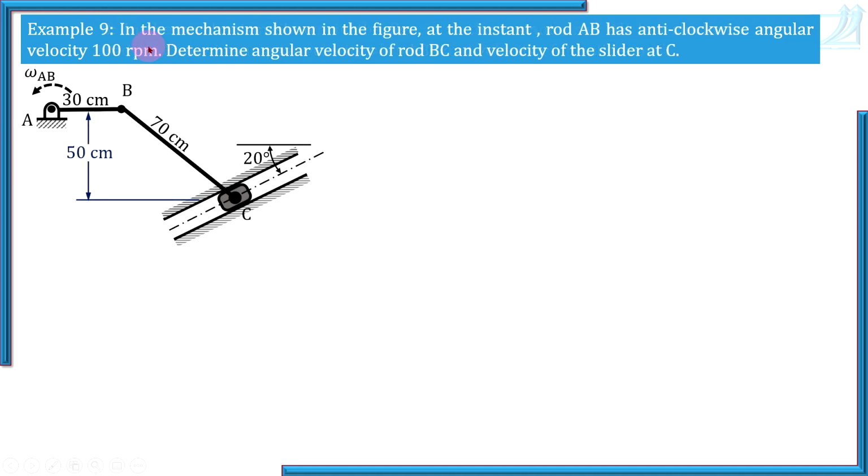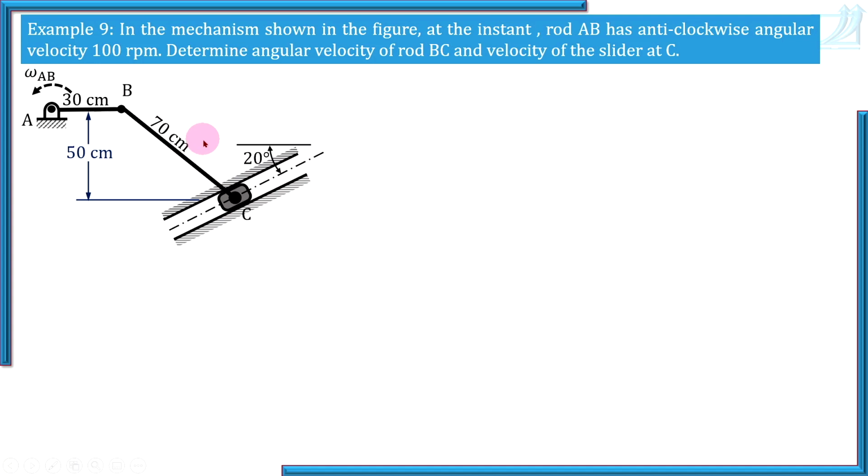Now read this problem. In the mechanism shown, at the instant, rod AB has anticlockwise angular velocity, so omega AB anticlockwise, 100 RPM, converted into radians per second. Determine the angular velocity of rod BC and the velocity of the slider at C. You want to know the velocity of the slider at point C. The problem is very much similar to the earlier problem. In fact, to all earlier problems, as I said.